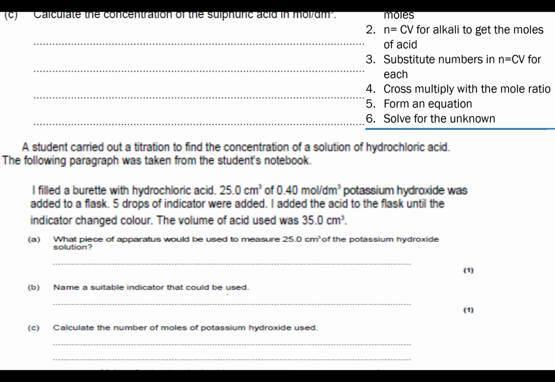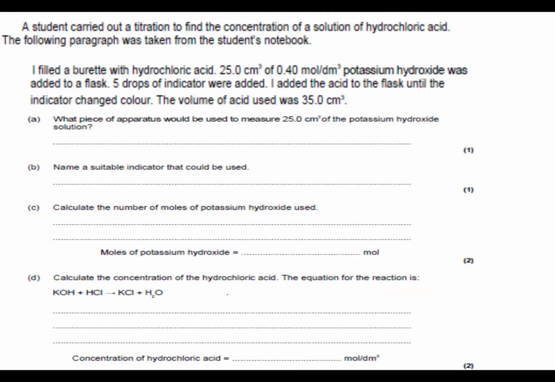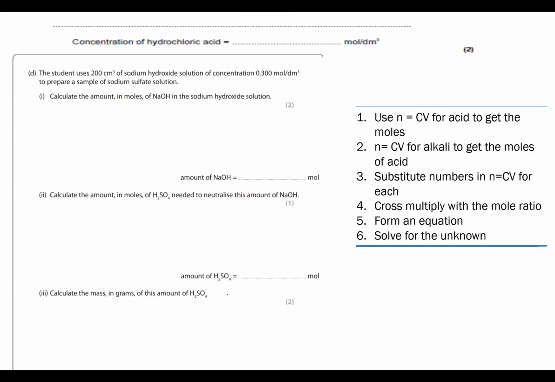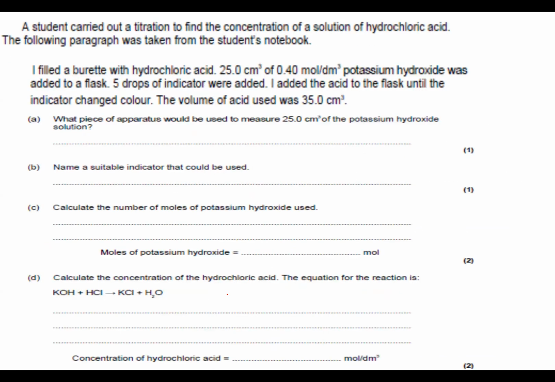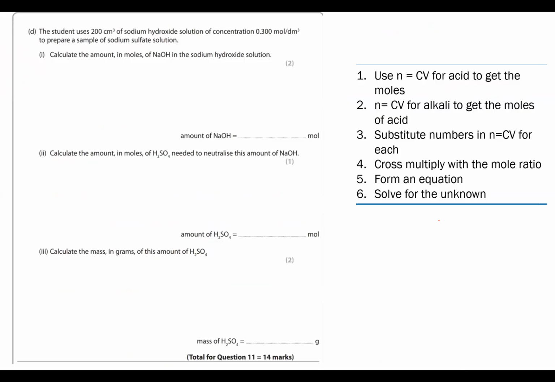Here's another practice question that you could do. However, this one is a full one that contains the whole titration apparatus. So if you come across a question that talks about the apparatus or the indicator, you skip these and you just go for questions that focus on the moles and the concentration. So you can pause and do it on your own. And then here's another question that you could also attempt to solve.